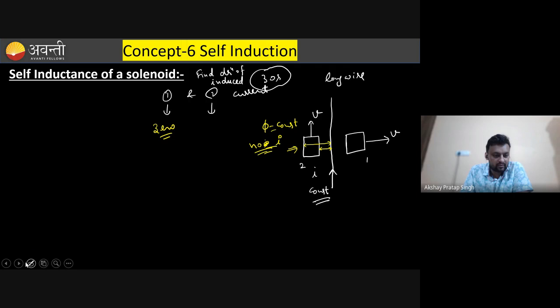Now, if I talk about the first loop, you can clearly see that this loop is moving away from the wire. If the loop is moving away from the wire, the flux decreases, so the induced field should also be in the same direction as the original field. Are you getting this?